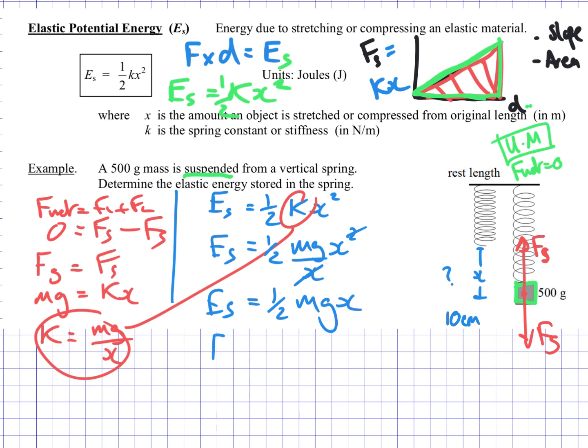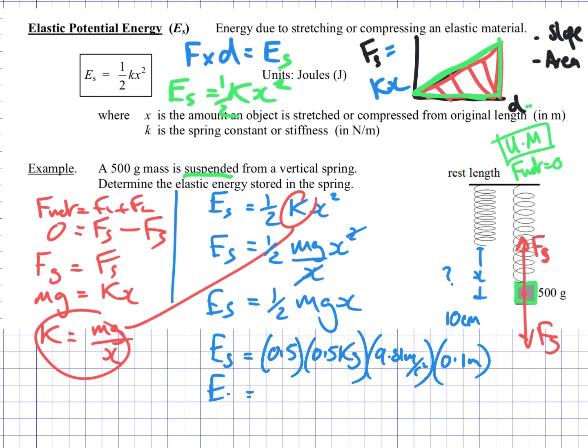that means the spring energy in this system is going to be, well, we've got the 0.5, so 0.5 times the mass, which is 0.5 kilograms, times gravity, 9.81 meters per second squared, times the distance, 10 centimeters, which is 0.1 meters, and that gives us a value of 0.249, and that's to 3 significant digits, and that's going to be joules.